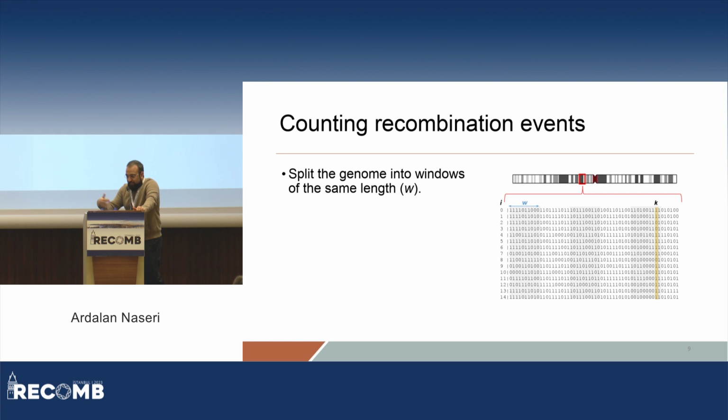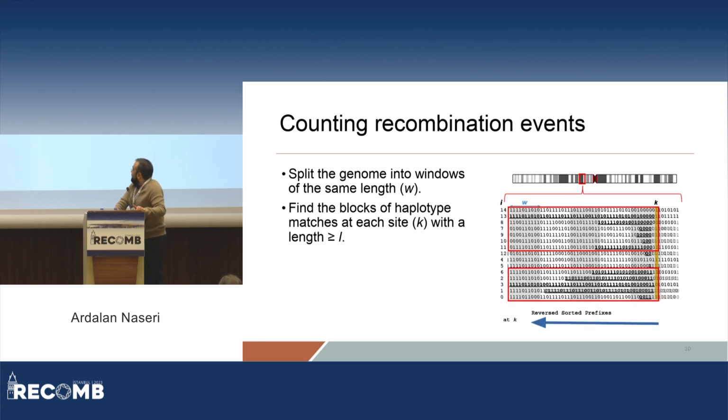With this simple intuition, we can start counting the recombination rate. The basic idea is that we avoid counting pairwise IBD segments or pairwise matches, because pairwise matches could be quadratic in the worst case, especially if you have a very short length in terms of centimorgans. So we split the genome into windows of the same length in terms of physical distance. Then we find the matching blocks using PBWT. As we sort the data, we get matching blocks, and we can easily look at the blocks and count the recombination events.